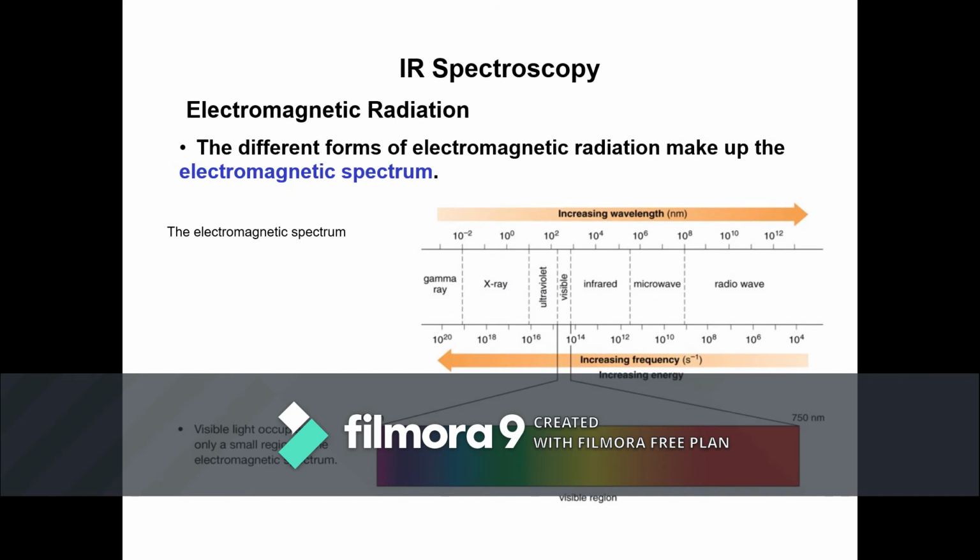The different forms of electromagnetic radiation make up the electromagnetic spectrum. Visible light occupies only a small region of the electromagnetic spectrum, from 400 nanometers to 750 nanometers.